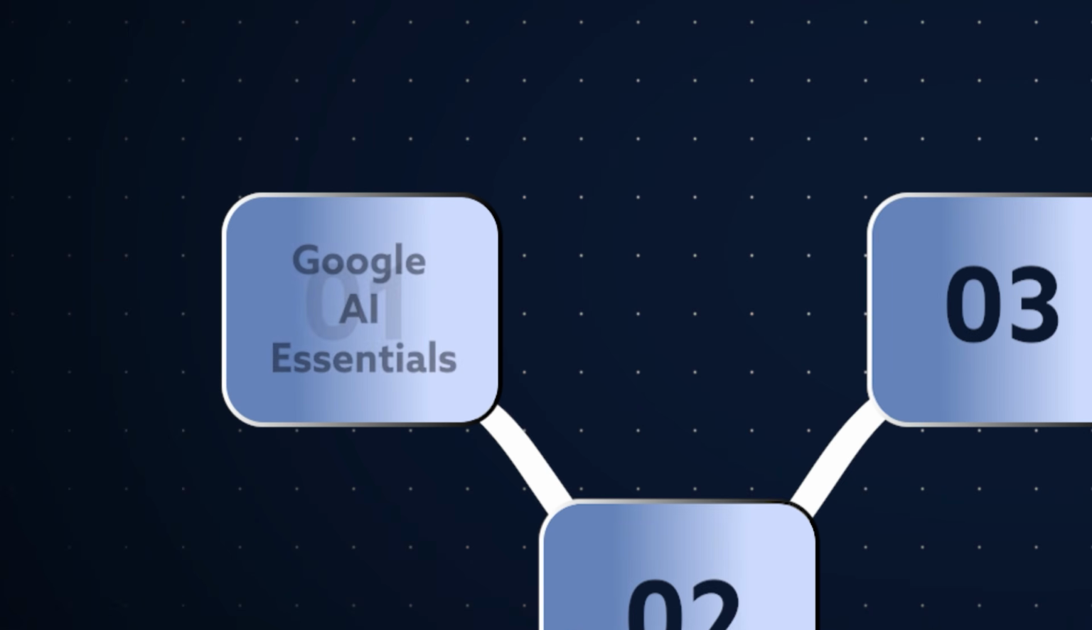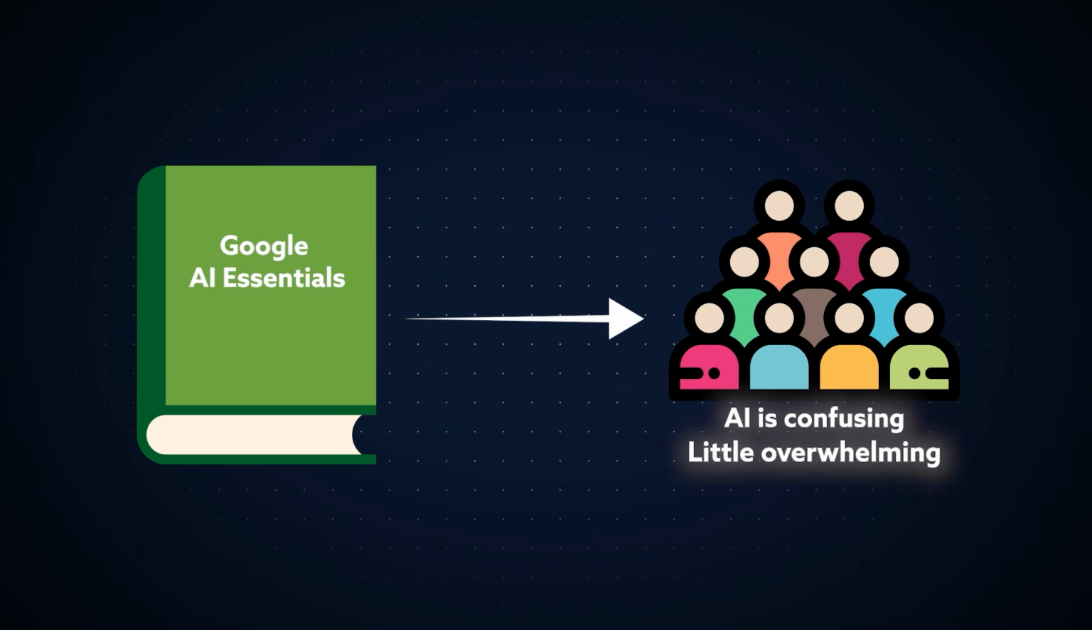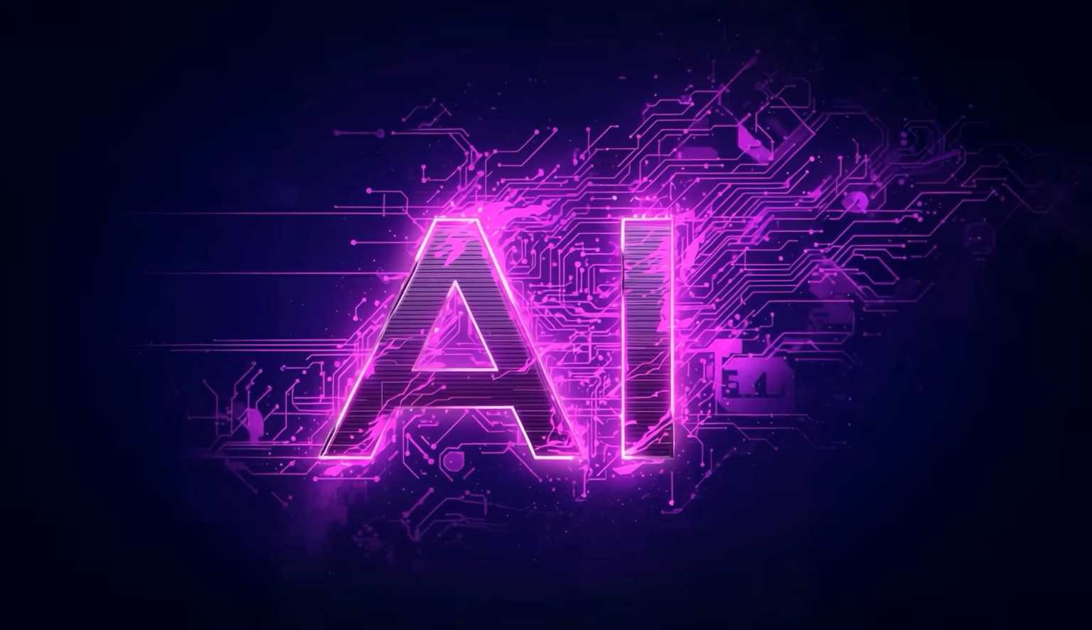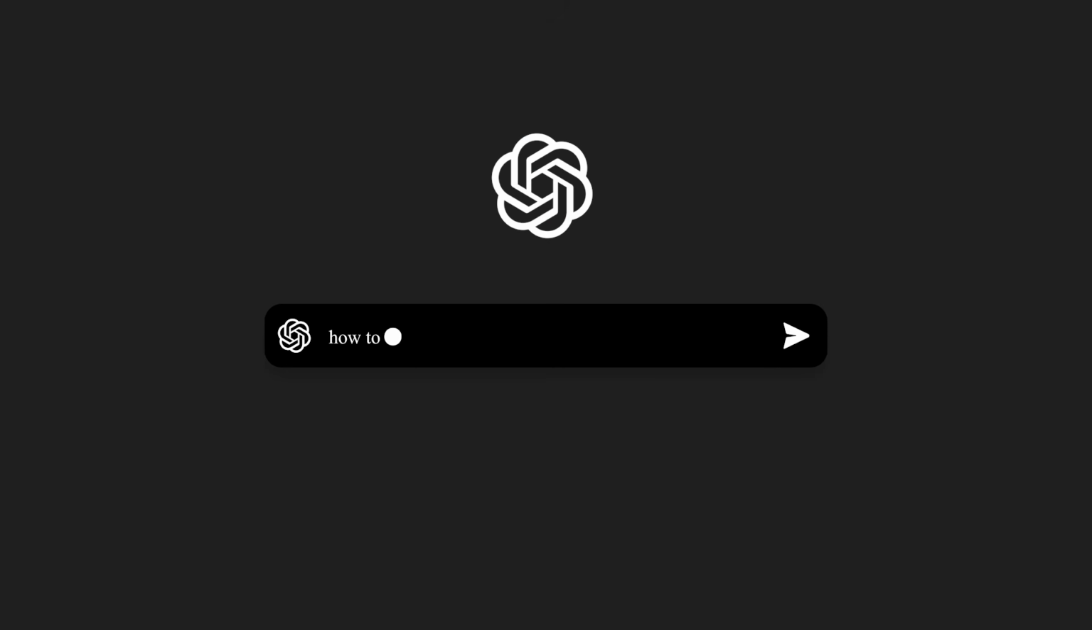Course number 1 is Google AI Essentials. If you're starting from zero, this is where you should go. This course is basically designed for people who feel like AI is confusing or a little overwhelming. And what it does really well is simplify everything. It covers what AI actually is without the technical headache, how tools like ChatGPT work, and most importantly, how to actually use AI in day-to-day tasks.